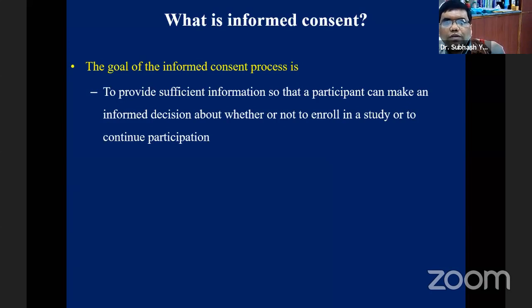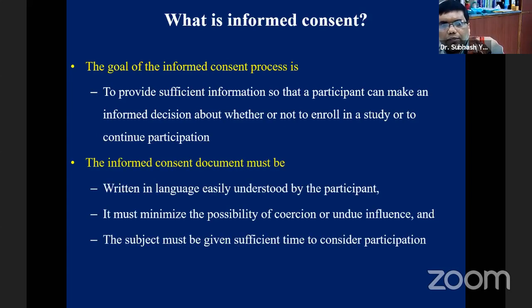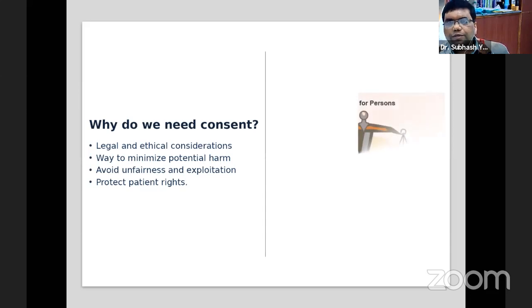So what should be the goal of informed consent? To provide sufficient information so that the participant can make an informed decision about whether or not to enroll in a study, or to continue participation. We have to give full information regarding the research. This document should be written in simple language so the participant can understand. It must minimize the possibility of coercion or undue influence. We should not create a situation where the person is forced to take the study, and the subject must be given sufficient time to consider participation.